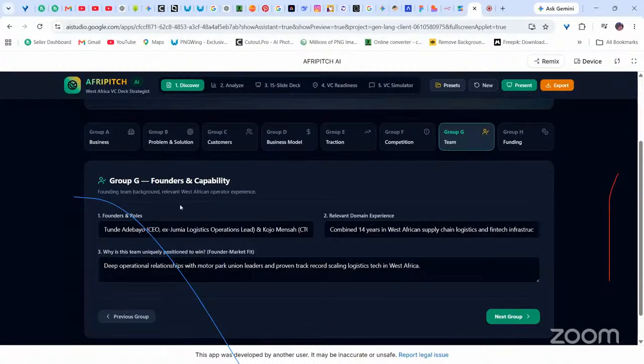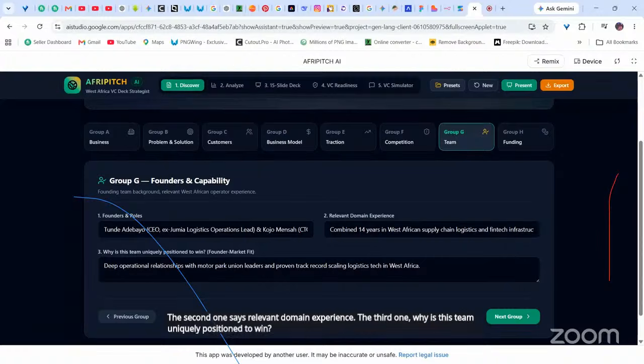So we move to the next slide, where it says founders and capability, founding team background, relevant West Africa operator experience. For number one, it says founders and roles. The second one says relevant domain experience. The third one, why is this team uniquely positioned to win? In bracket, we have founder market fit.